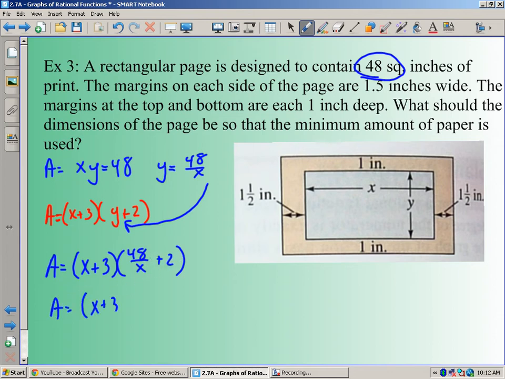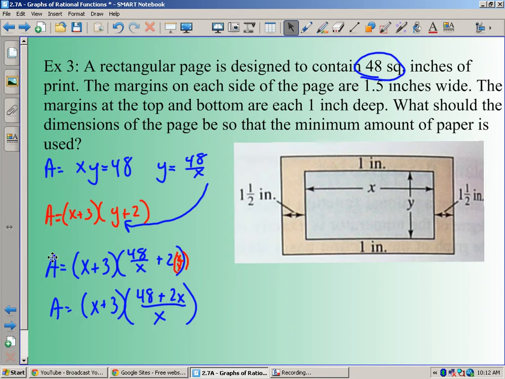And how I get this is I multiplied this 2 by x over x to get a common denominator, and that's where this x came from. And so then I could write it as one big fraction. So then I'm going to multiply these together, and we're going to leave that denominator.